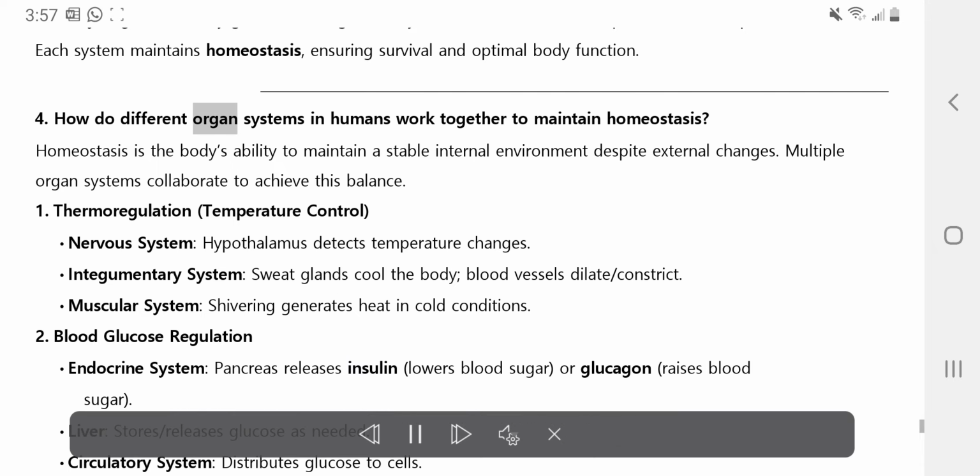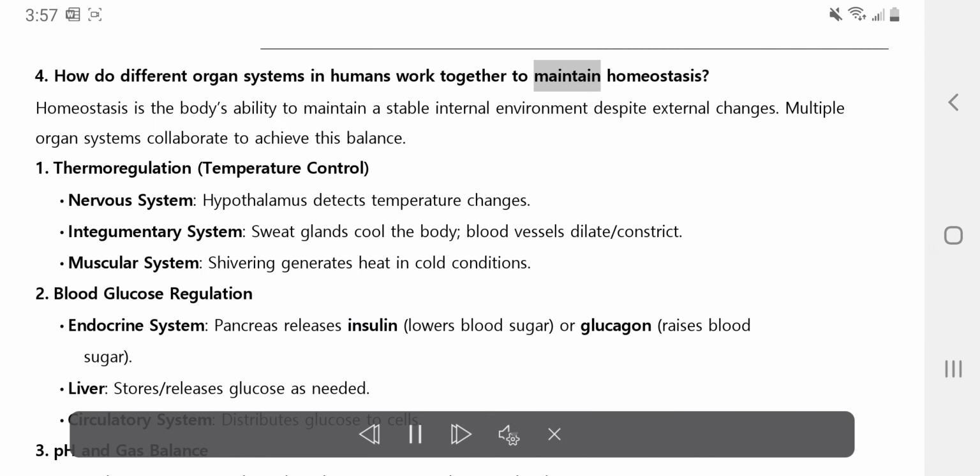4. How do different organ systems in humans work together to maintain homeostasis? Homeostasis is the body's ability to maintain a stable internal environment despite external changes. Multiple organ systems collaborate to achieve this balance. Thermoregulation, temperature control. Nervous system: hypothalamus detects temperature changes. Integumentary system: sweat glands cool the body, blood vessels dilate/constrict. Muscular system: shivering generates heat in cold conditions.